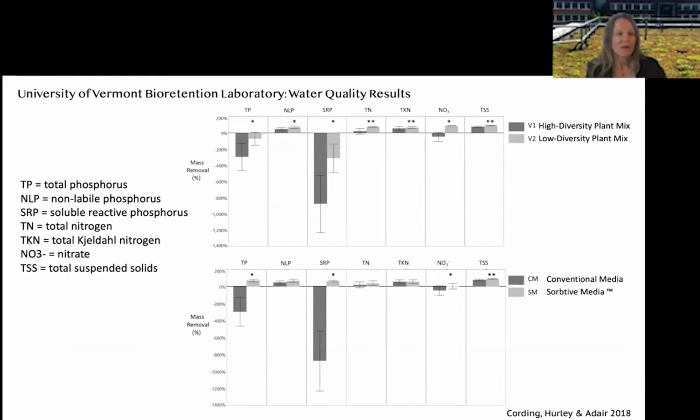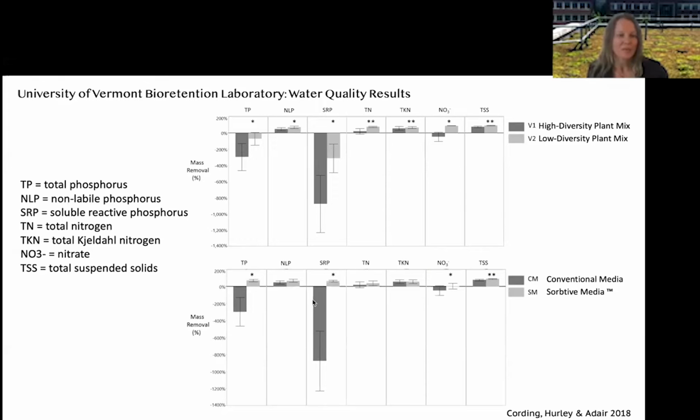So now we get into the water quality, which is a different story altogether. We'll look at all different parameters of water quality in my research, but today I'm just going to focus mostly on phosphorus and a little bit on nitrogen. So in the upper figure here, you see the two different plant mixes. High diversity is the darker bar, low diversity is the lighter bar. But what's really important, if you can focus in on the y-axis, are all these negative percent removals. Negative removal meaning leaching. Effectively, there is more going in than coming out.